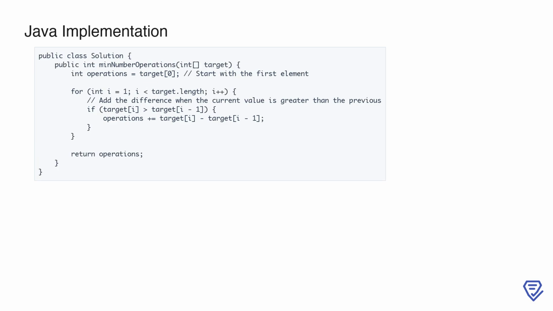This is the Java implementation of LeetCode problem number 1526, minimum number of increments on subarrays to form a target array. The logic mirrors the Python solution provided above. The method iterates through the array and calculates the number of operations based on the difference between consecutive elements, adding the difference only when the current element is greater than the previous one. Key differences include the use of Java-specific syntax such as type declarations for the array and method signature.